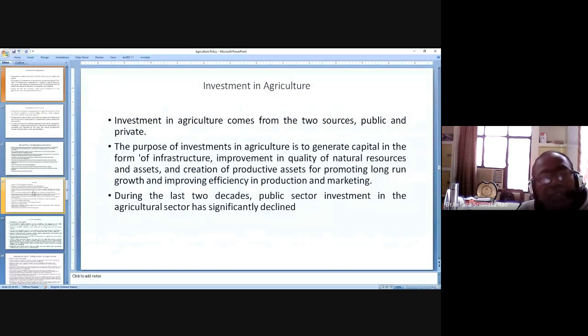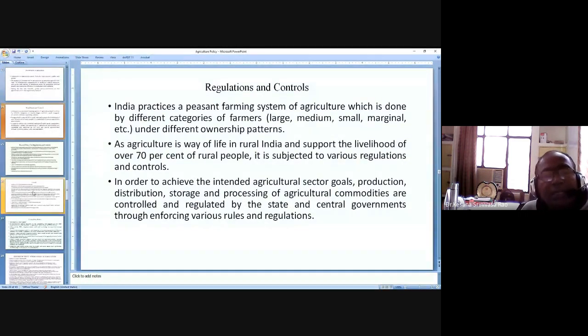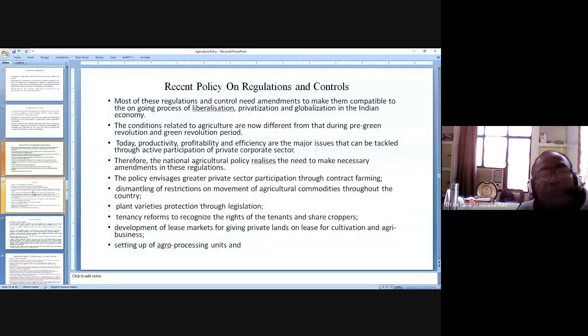Investment in agriculture you have also seen, please skip. Next, regulations and controls we have also discussed. Yes, next. Yeah, recent policy on regulations and controls. So we can see some of the legislation changes.